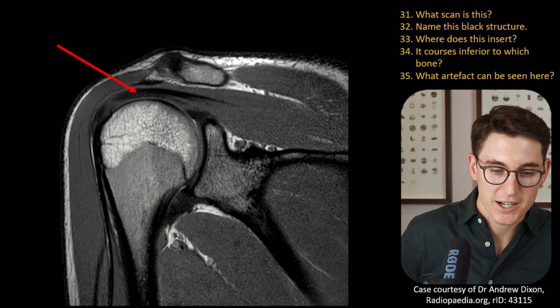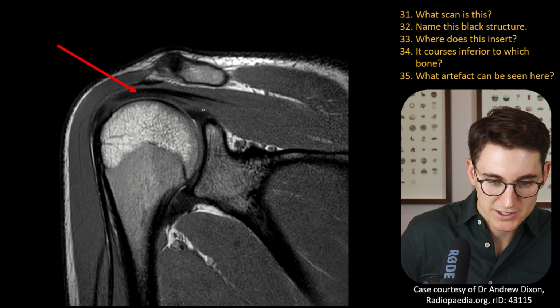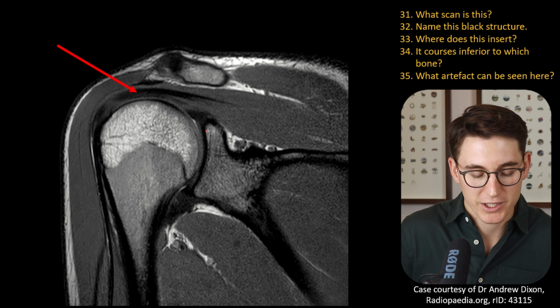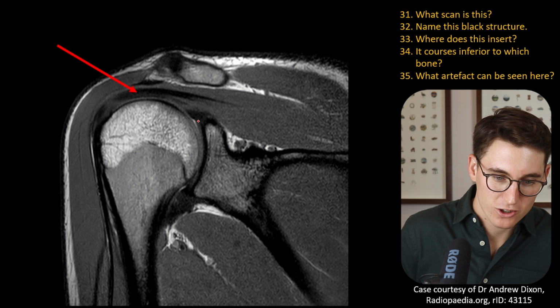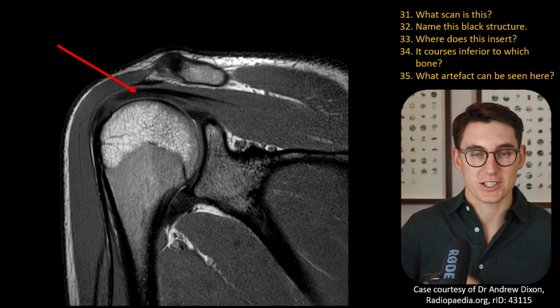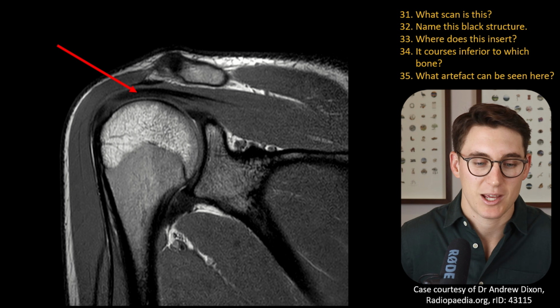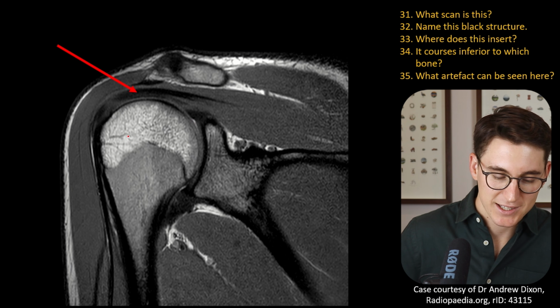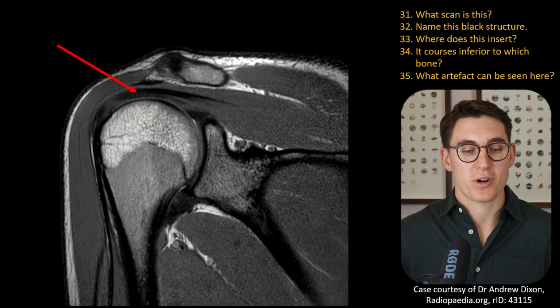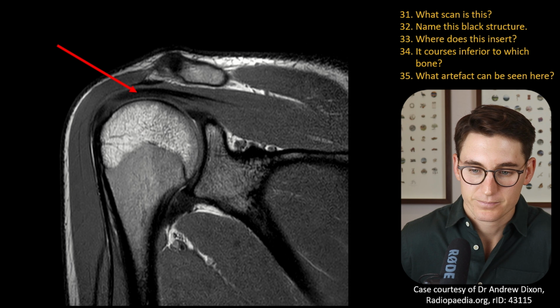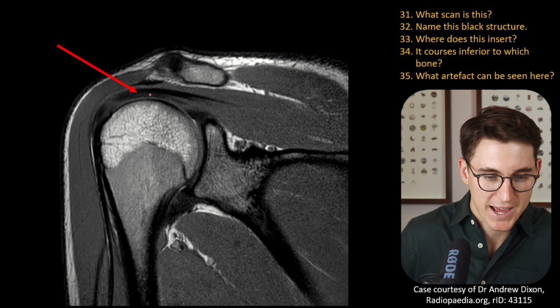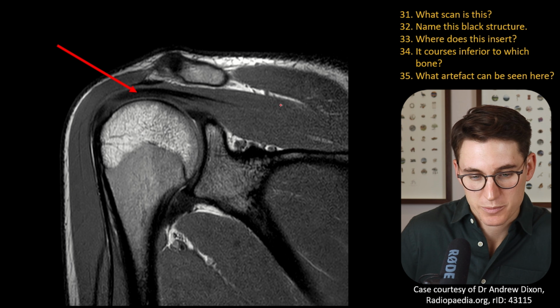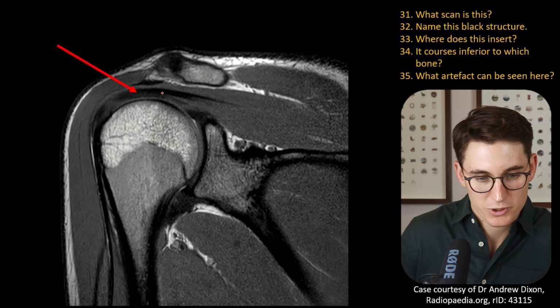And what we get is bright fat as well as bright fluid. The fat and fluid have very similar signals, and we get really dark tendons, dark cartilaginous structures, giving us good contrast, especially when we're looking at MSK images. We can see that there's fat within the marrow here, and that's why we have bright signal within the bone as well. So we're asked to name this black structure here. Well, this is our supraspinatus muscle and our supraspinatus tendon going over here.